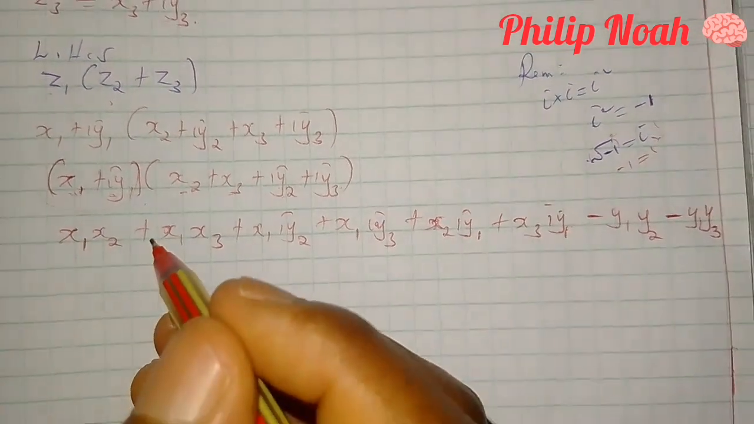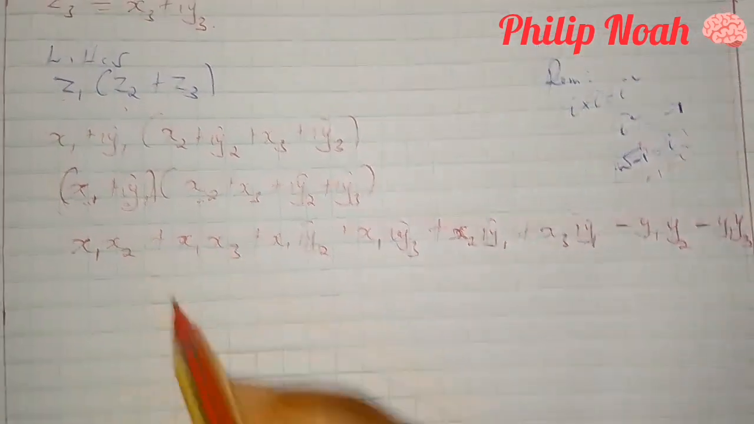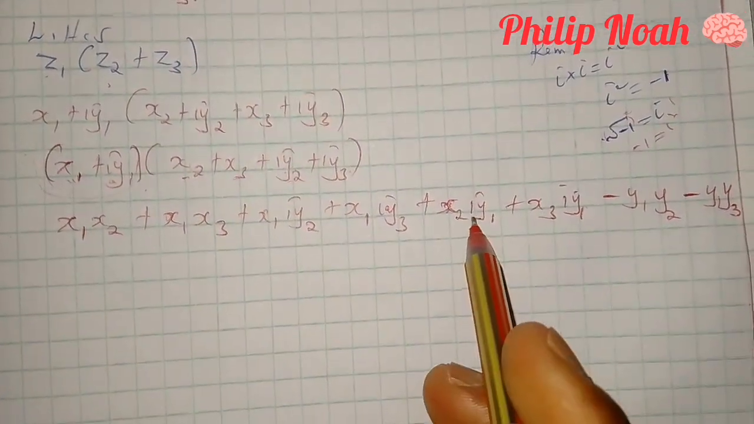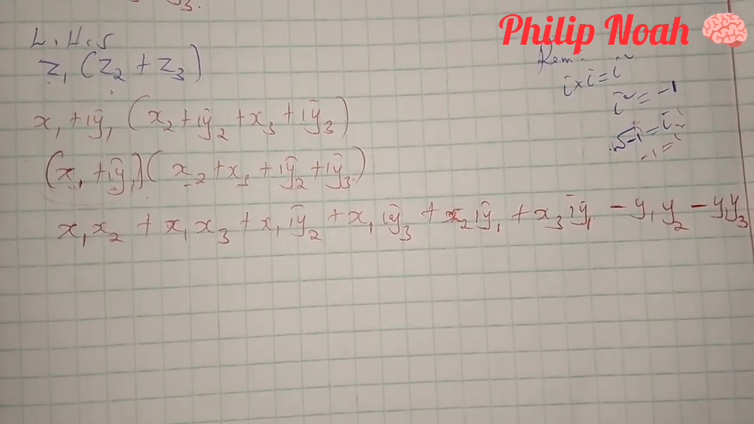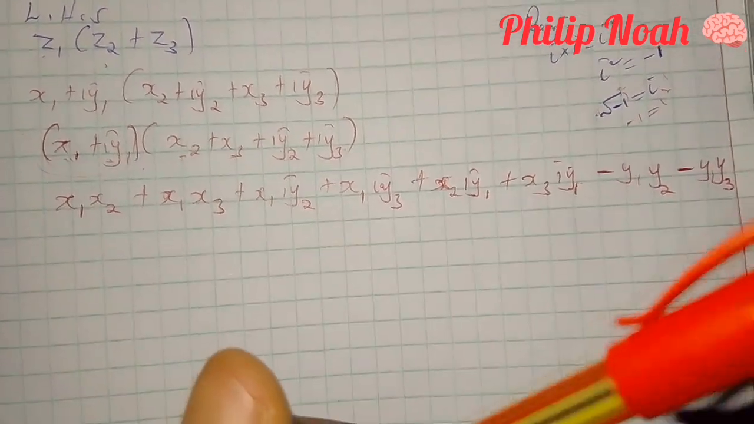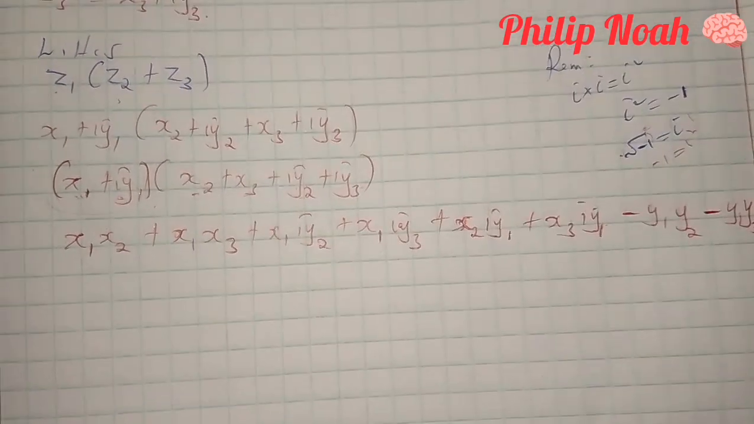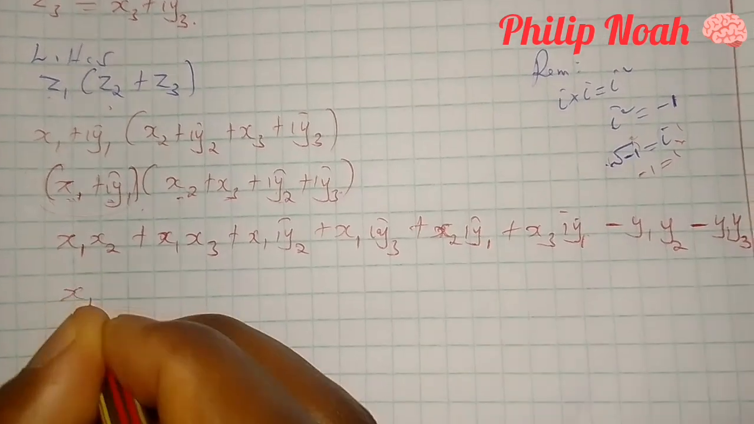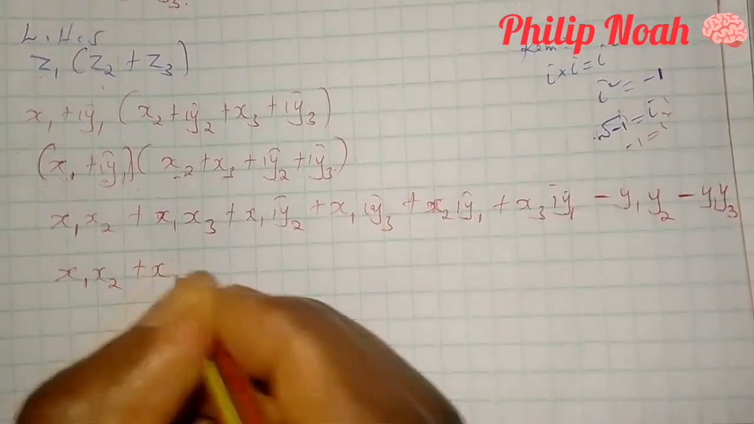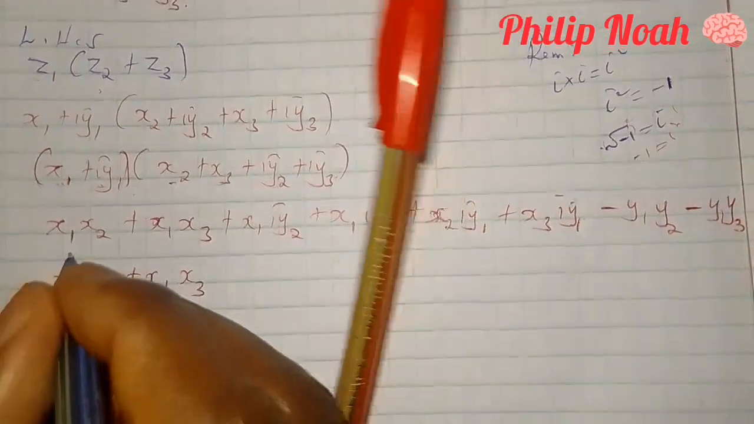Are we there? So at this point, we separate the real parts and the imaginary parts. If I say a real part, I mean that which is not having an i, but that term that is having an i is the imaginary part of that particular number. Are we there? Now we have x1 x2 plus x1 x3. We're done with this and this.